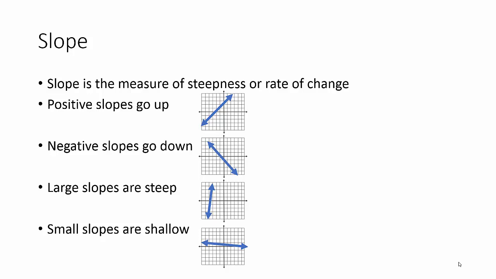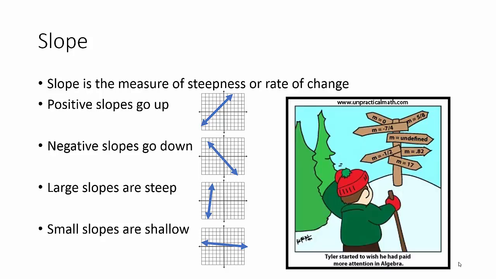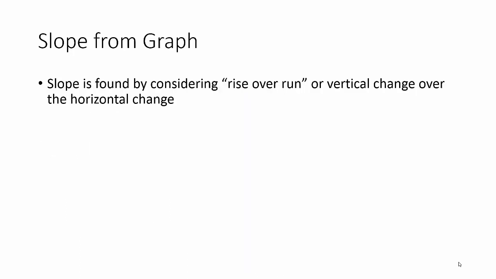So the most obvious application of this is when you're skiing and you want to know how steep your slope is going to be. Well, your positive slopes are actually uphill, not very good for skiing, and your negative slopes are downhill. But you don't want to go too big negative because you're going down way too fast. So poor Tyler here should have paid more attention in algebra class, and he could have had a better skiing experience. But let's talk about how we can actually find measurements for slope.